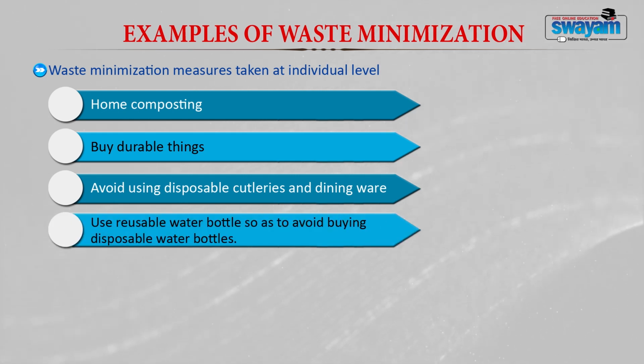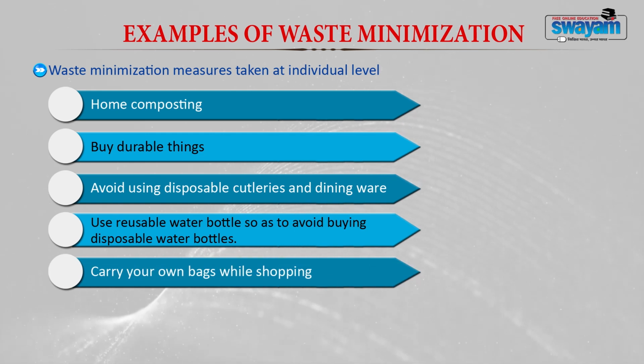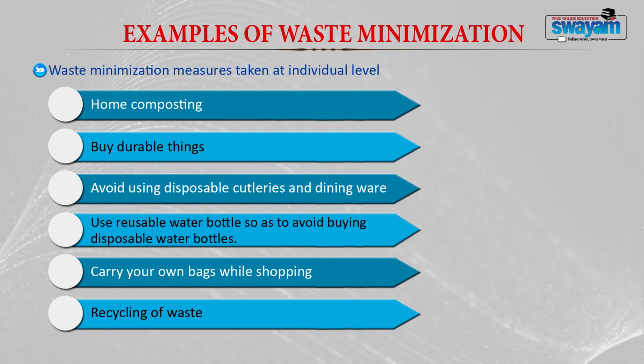Use a reusable water bottle so as to avoid buying disposable water bottles. Carry your own bags while shopping. Recycling of waste. For the recycling of waste, we can sort out the waste at our home. We can sort them as newspapers, curtains, bottles, cans, etc. And then these can be recycled, and we can avoid them going into the landfill site.